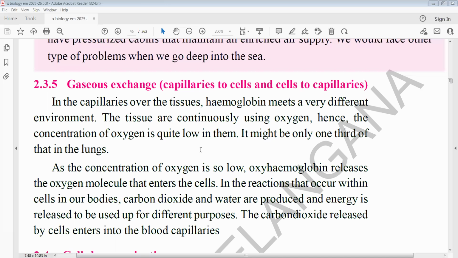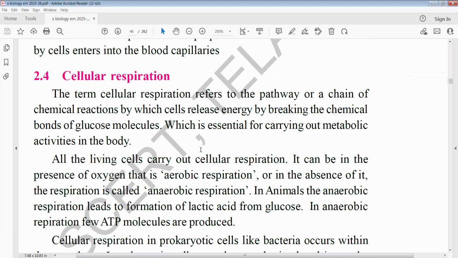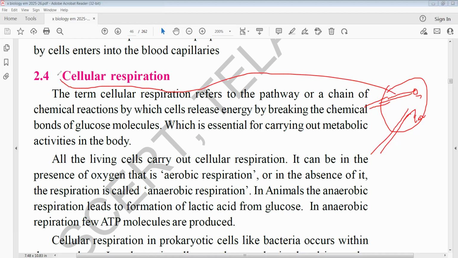So let us go to cellular respiration, which is given here. Just now we saw inside the cell, the capillary connected to the artery leaves the oxygen. The capillary connected to the vein receives the carbon dioxide which is formed in the cell after digestion of food material. Here, inside the cell, gases are exchanging. Oxygen is leaving, carbon dioxide is taken. So this is called gas exchange.